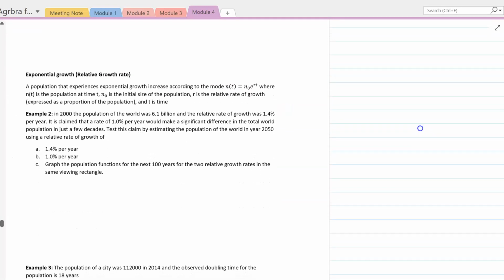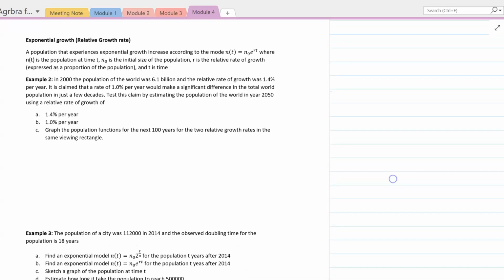Let's talk about exponential growth and the relative growth rate. A population that experiences exponential growth increases according to the model N of t equals N naught times e to the rt, where N of t is the population at time t, N naught is the initial size of the population, r is the relative rate of growth expressed as a portion of the population, and t is time.